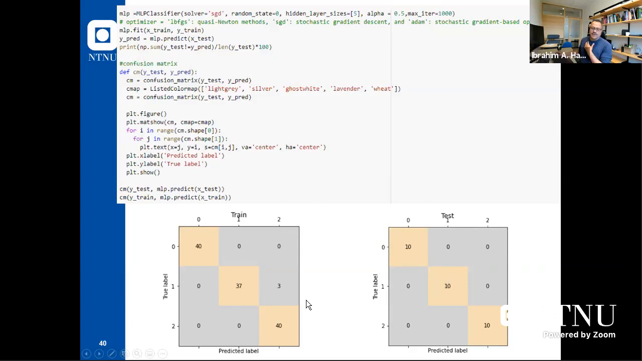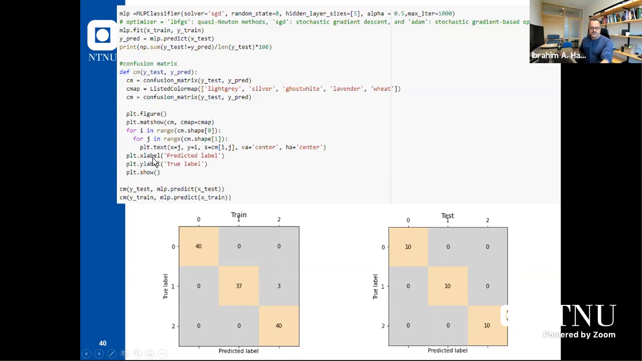In fact, if you want to check the accuracy in the training data set, we have only three cases which are wrongly classified. So it's 40 plus 37 plus 40 divided by the total number of cases, which is 40 times 3, if you want to get the accuracy here. So the accuracy will be like 97% or something in the training, and in the testing it's 100%.